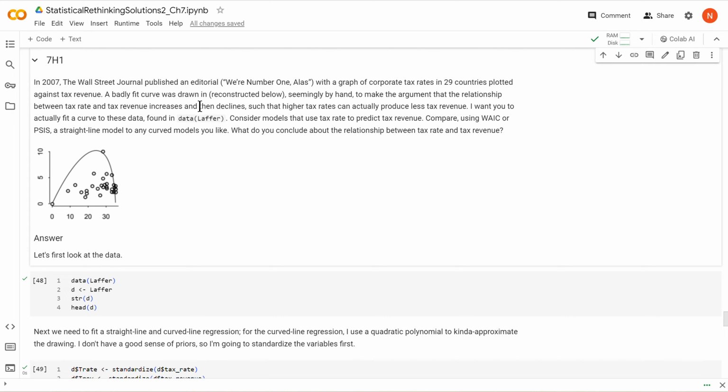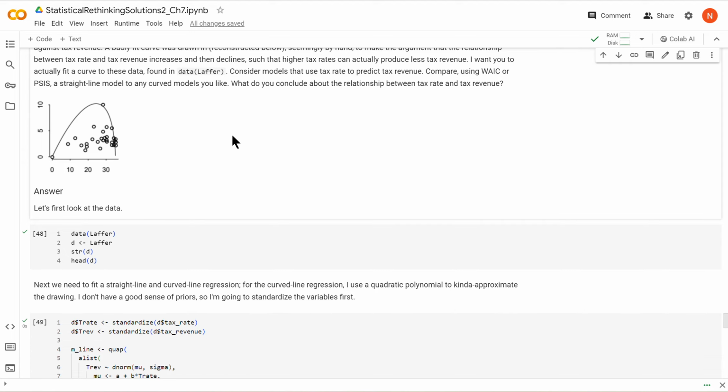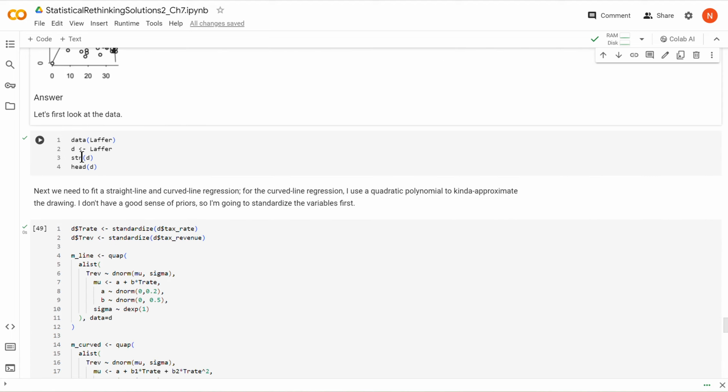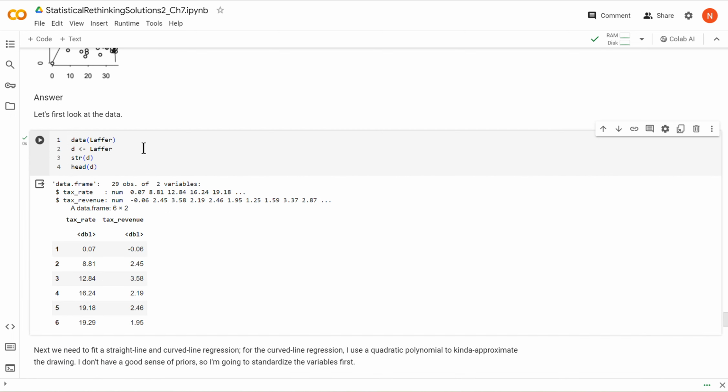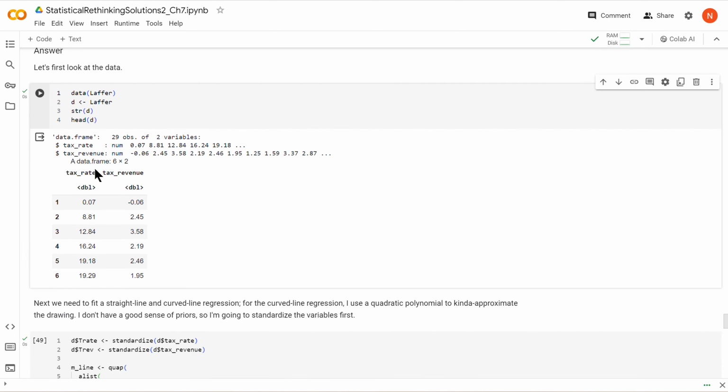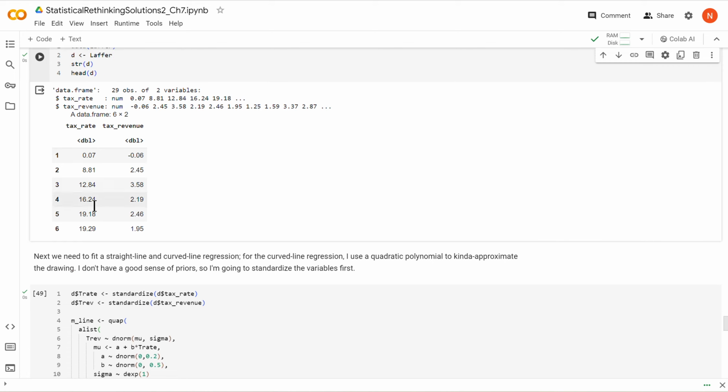Okay, so what we are asked to do here is to actually examine this data and then fit both a linear and a curved model of our choice, and then compare the straight line model versus the curved model with WAIC or PSIS or whatever. And then to make some conclusions about the relationship between tax rate and revenue. So first let's load the data and get a little bit of a look at it. It's just a data frame with tax rate and tax revenue, and that's it.